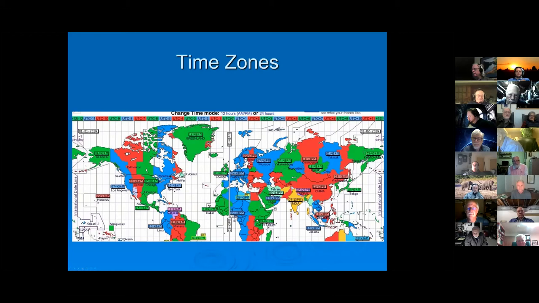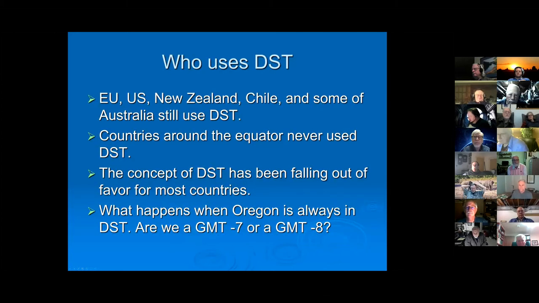So let's look at DST, Daylight Savings Time. This is an interesting phenomenon. The EU, US, New Zealand, Chile, and some of Australia still use DST. Countries around the equator don't bother with DST. Why is that, Bill? Well, because the sun comes up and goes down pretty much the same time every day. They have 12 hours of sun and 12 hours at night, and it happens at pretty much the same time every single day. So there's no need for it.